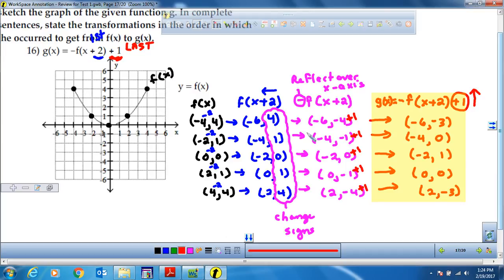The only one that we need to create is the graph of g of x, which is (-6, -3), (-4, 0), (-2, 1), (0, 0), and (2, -3). And this completes the graph of g of x. If we connect the points, we're going to get this parabola that opens downward. So this is my g of x.